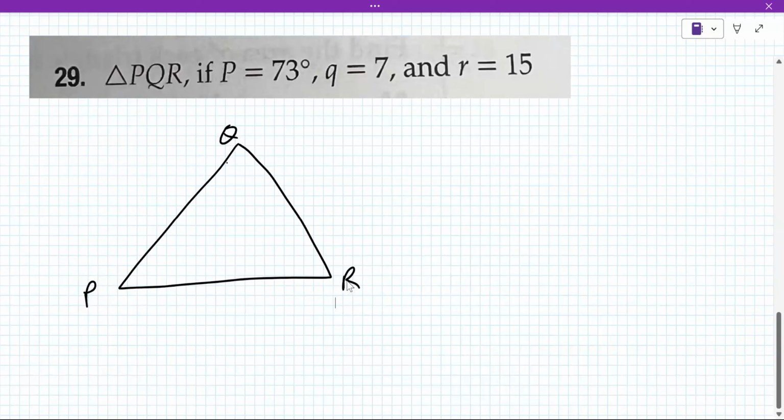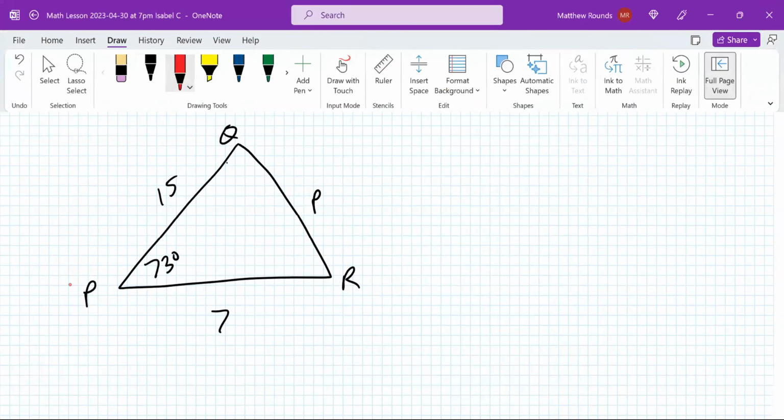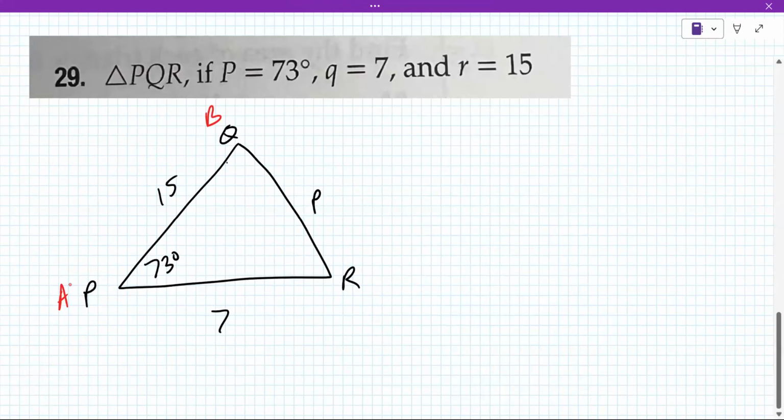Really helps. I think you don't want to overcomplicate this thing in regards to writing the triangle. So you label the angle 73 degrees. Q is 7, R is 15. So this time we're finding P. And if you really don't like the letters, you can relabel it. I mean, you can go A, B, C, if that helps. Would you like us to relabel it, or do you want us to go with the original letters? We can go with the original letters.